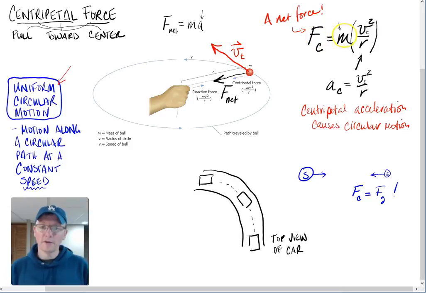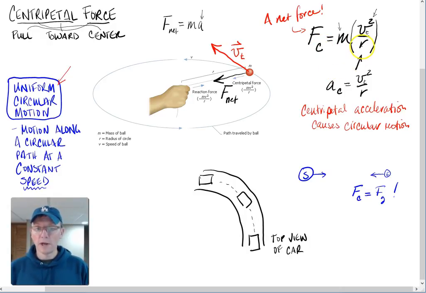Now, you can imagine the faster you want something to go around in a circle, the more force you'd have to apply. That makes sense. But look, check this out. It's even more than that. That velocity is actually squared right there. It's super important to take that into account. So speed plays a huge role in determining the centripetal force.